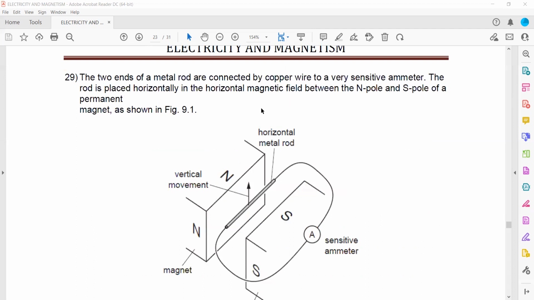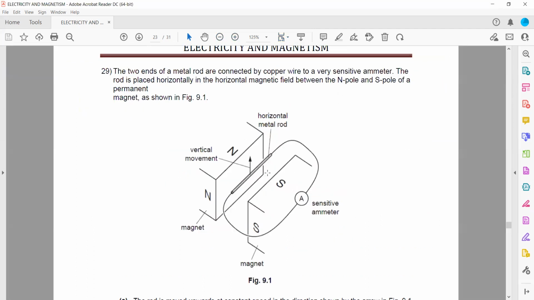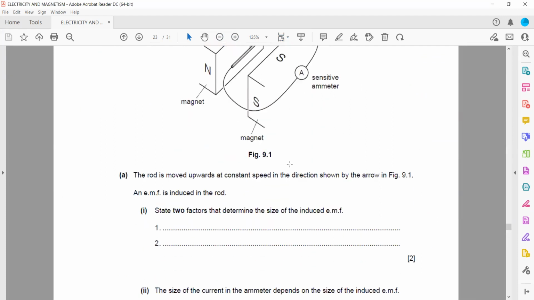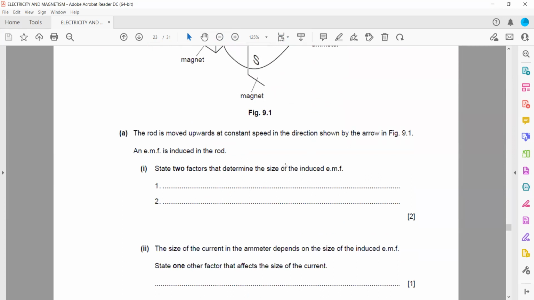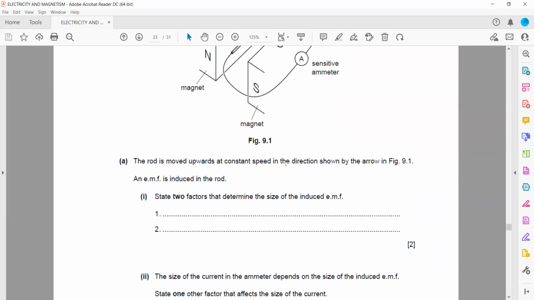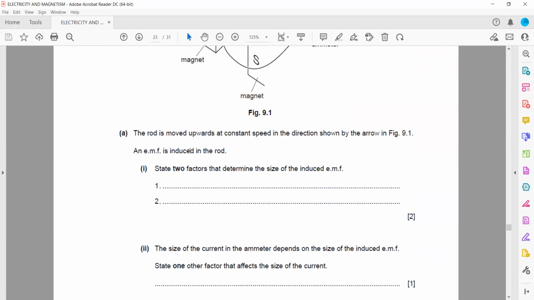Two ends of a metal rod are connected by a copper wire to a sensitive ammeter. The rod is placed horizontally and it is moved upward at a constant speed and EMF is induced. Take two factors by which the induced EMF can be affected. It can be affected by the speed, but it is moved at a constant speed, as I already mentioned, so we cannot change the speed here. So it depends on the length of the rod, as well as on the strength of the magnet.